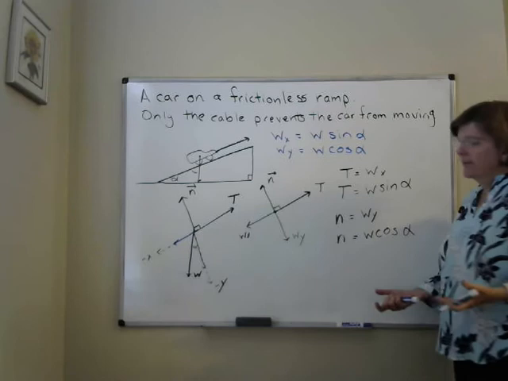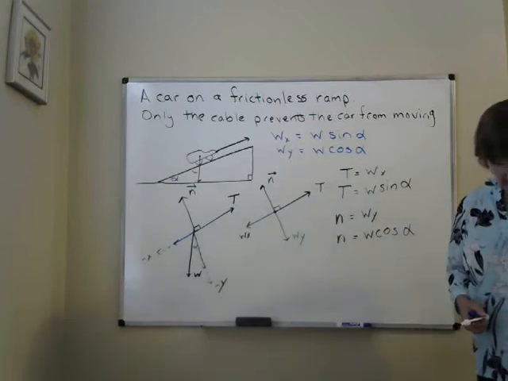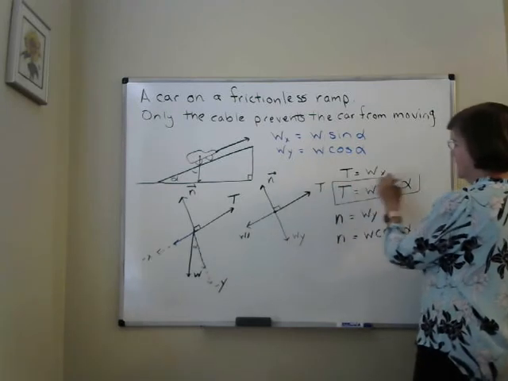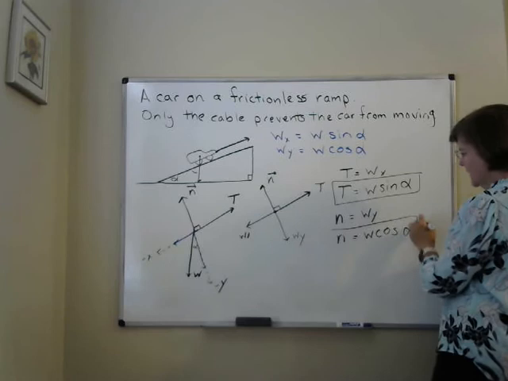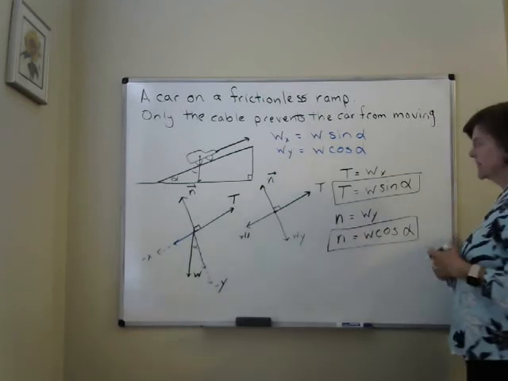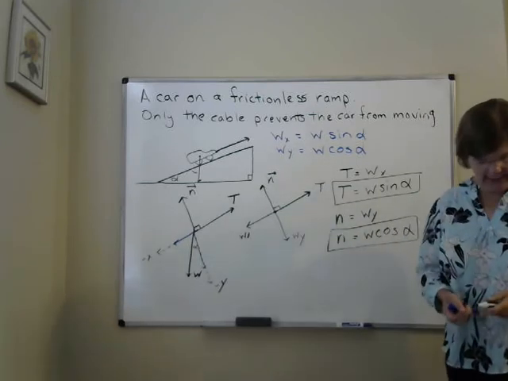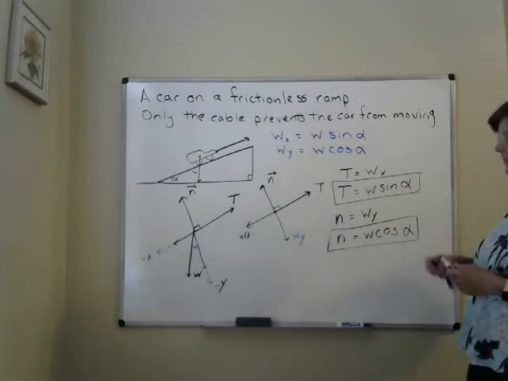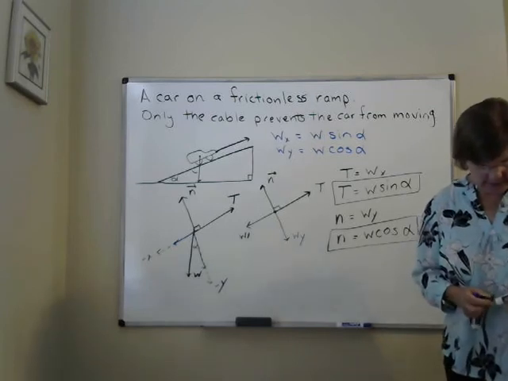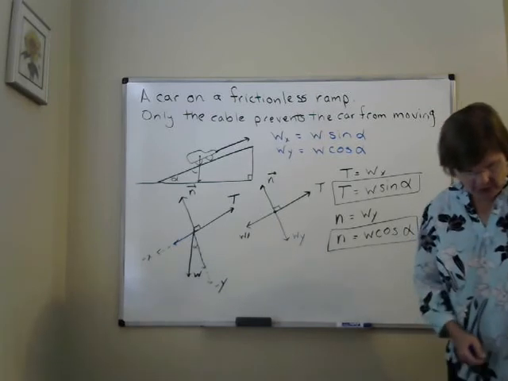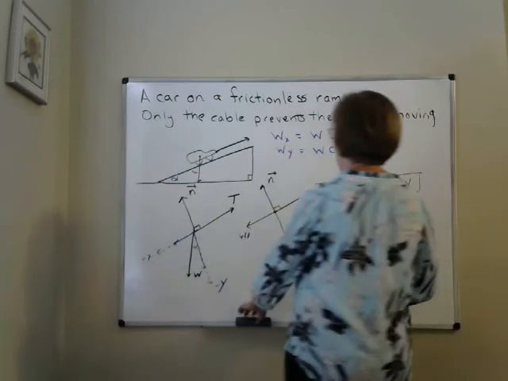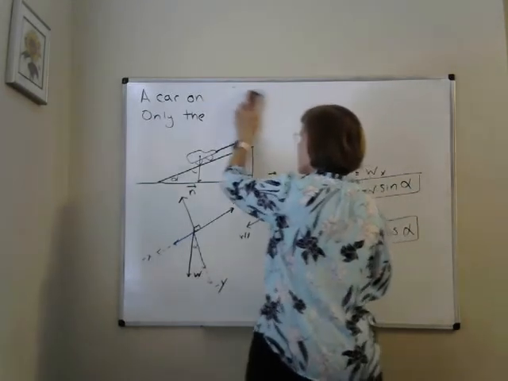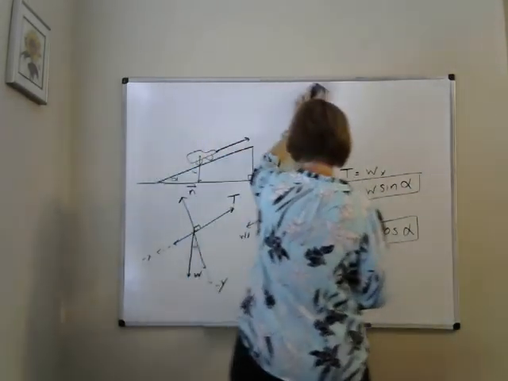Again, we don't even have any numbers. We're just looking at things. Now, this is actually what they ask us to find. If they tell us the weight and they tell us an angle, I can very specifically tell you how much tension is in that cable, and I can tell you how much the normal force is. So let's look at an example. Let's fill in some numbers. If the car has a mass of 1,200 kilograms and the angle is 26 degrees.